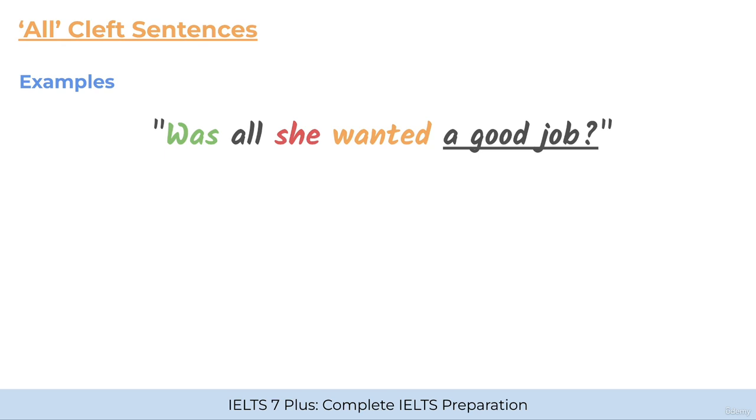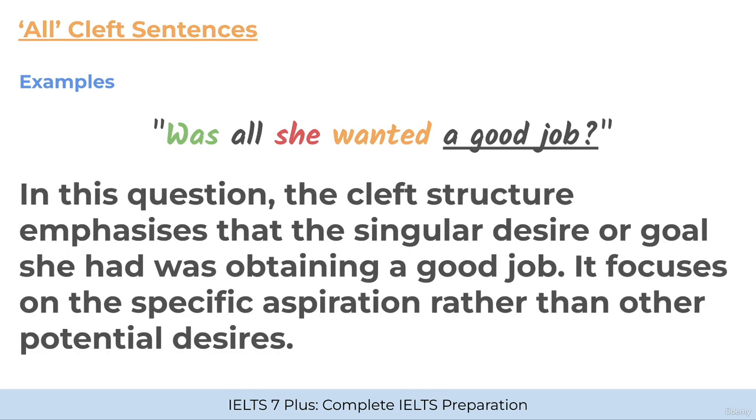So maybe you're in a discussion, maybe you're having a conversation, and then you can ask, was all she wanted a good job? And this emphasizes again the singular desire or goal that she had was obtaining a good job. So this specific aspiration rather than other potential desires. So again, context dependent. Really think about whether you want to emphasize something or not, and then that's when your cleft sentences can come in.